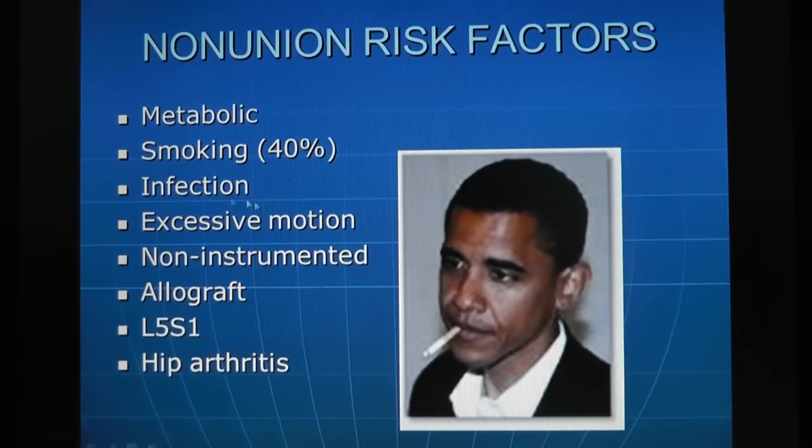Doug already told us infection's a risk. Excessive motion. Remember we said that at the base of the implant there's a lot of stress. If you don't instrument it, there's more motion. Allograft. Wouldn't you say it has a higher incidence of non-union than autograft? Yes. L5-S1 is, again, the base, and I put hip arthritis as a risk factor for non-union in the lumbar spine because they don't move through their hip, so they're more likely to move through their spine. So there's a higher likelihood of non-unions in the lumbar spine.